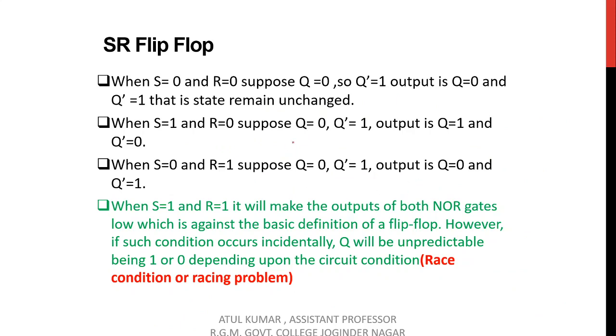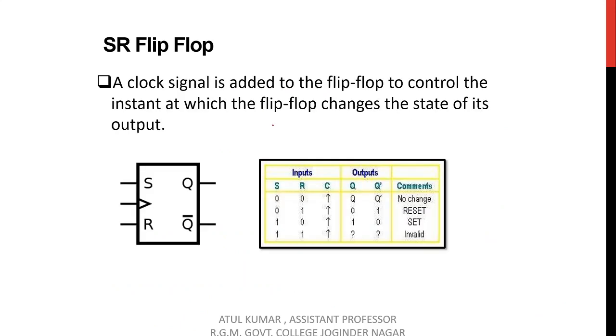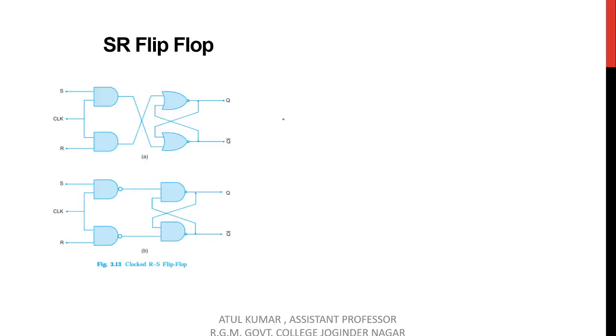I have discussed all four cases earlier, so this is the theory for that, without a clock. So what will happen if we add a clock to the SR flip-flop? The flip-flop works only for the on state of the clock. The clock signal is added to the flip-flop to control the instant at which the flip-flop changes the state of its output. So this is the logic circuit when the clock is added.